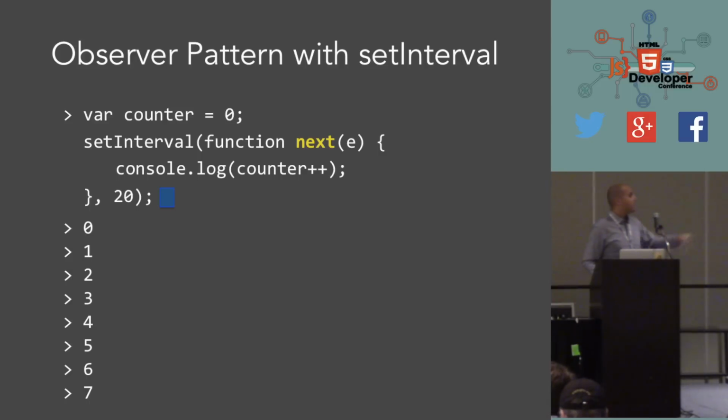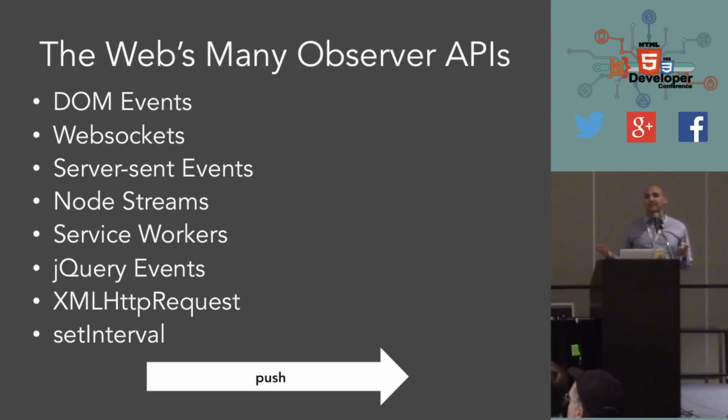So let's take a look at yet another example of a totally different API for getting a push stream of data. Well, setInterval, console.log, right? Again, it's basically the same thing. It's a producer pushing data at us, but a totally different API. Go figure. So the web has tons of these APIs, all different flavors: DOM events, WebSockets, server-sent events, node streams, service workers, jQuery events. XMLHttpRequest has a progressive mode where it can pass you data as the packets arrive over HTTP 1.1. That's got its own API. setInterval, yet another push API.